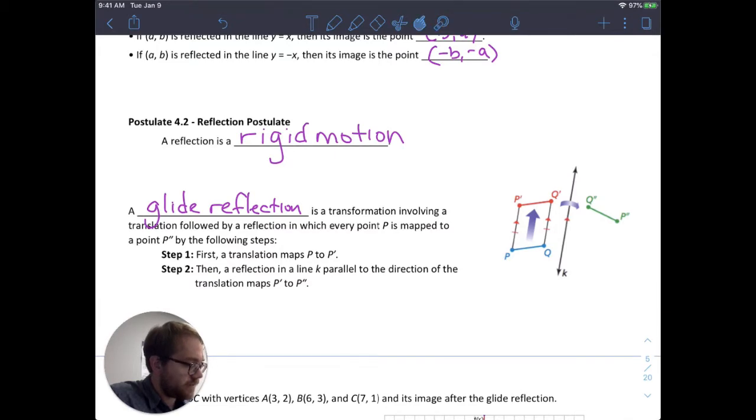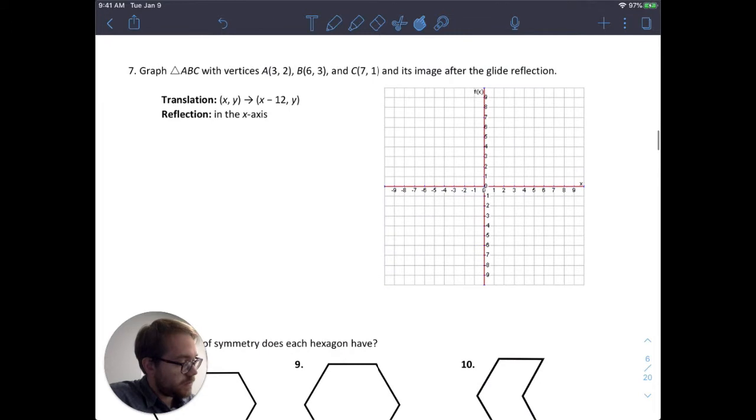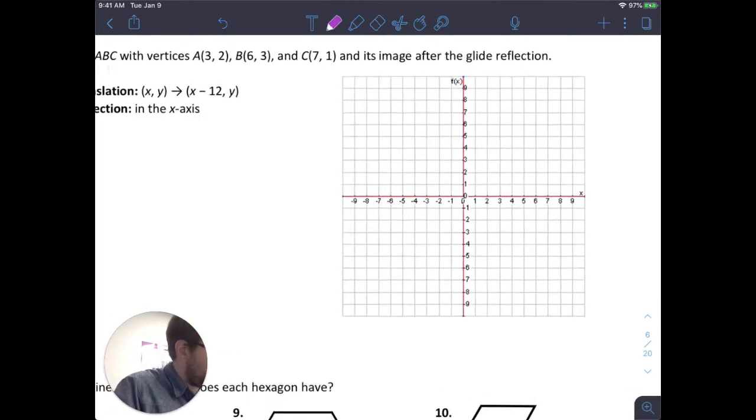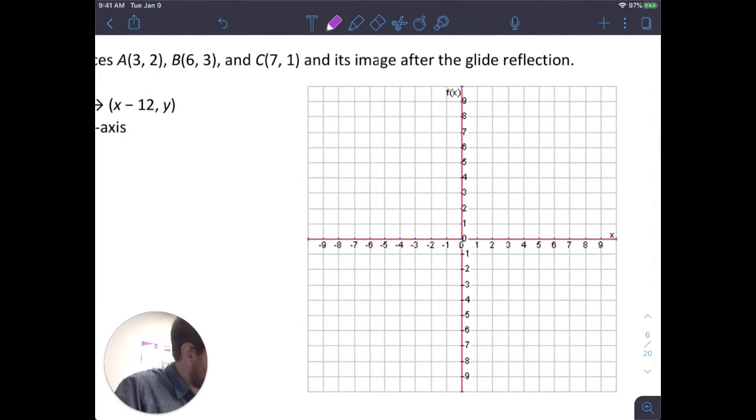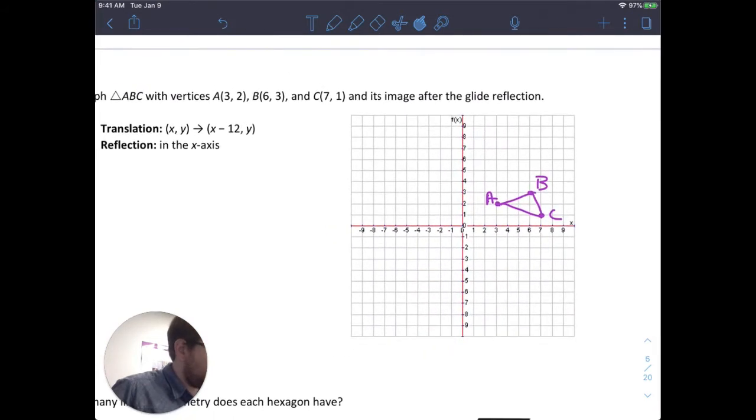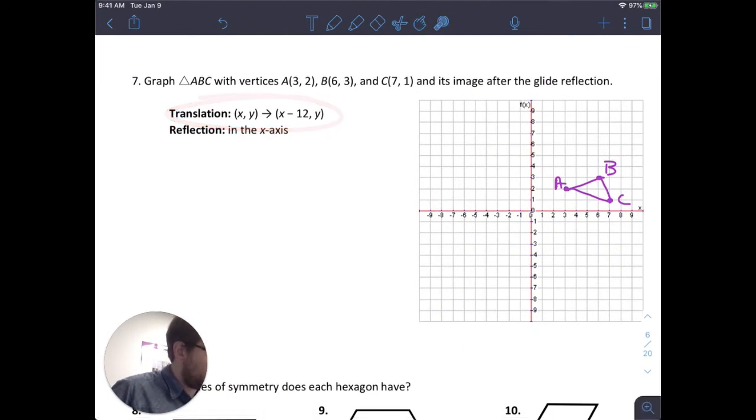All right, so let's look at an example of that, a glide reflection. So in 7, we're graphing triangle ABC with the vertices A (3,2), B (6,3), and C (7,1), and we want to graph that original triangle and its image after the glide reflection. Okay? So let's first go ahead and graph our pre-image. A is at (3,2), B is at (6,3), and C is at (7,1). Here's A, B, and C. And so we're going to do a glide reflection on it by translating it right here and then reflecting it in the x-axis. Okay, so we're going to do both of those transformations on it.